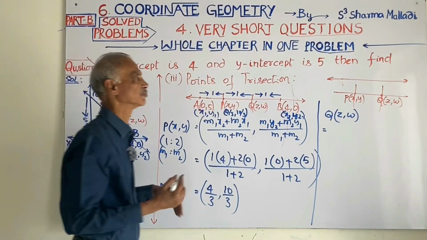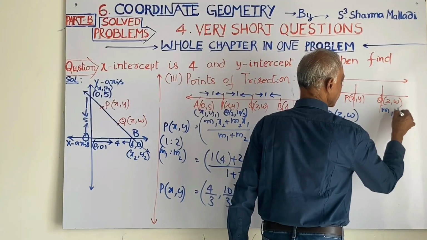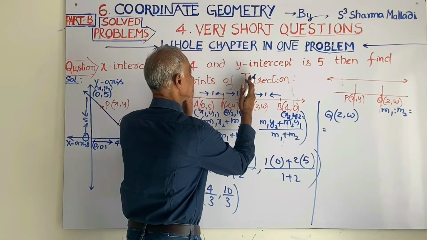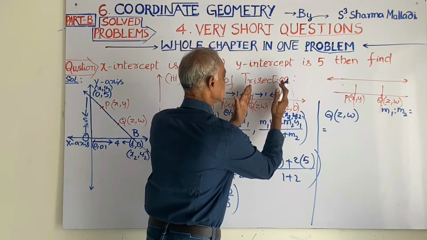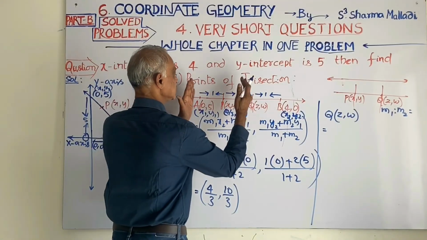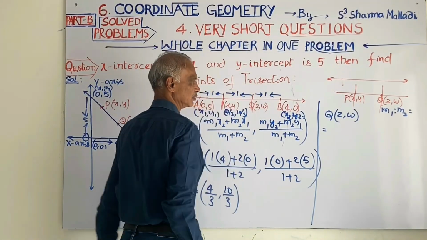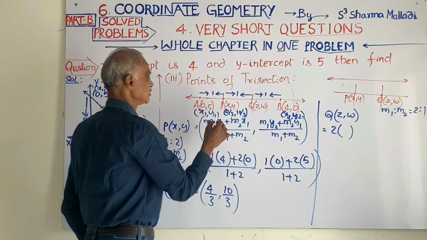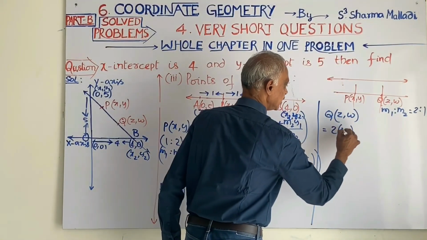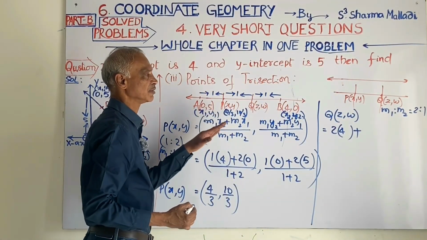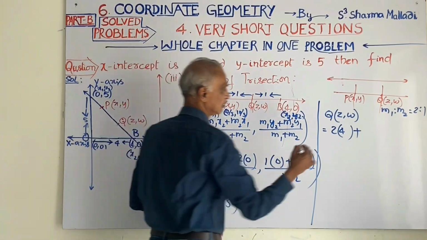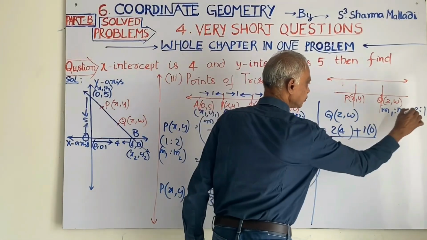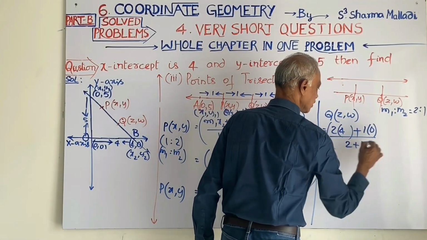Now m1, m2. See, if you take this point Q, m1 will be 2 and m2 will be 1. It is dividing the line segment in 2:1 ratio. I have to take 2:1. 2 into x2, x2 will be 4, plus m2, which will be 1, into x1, 1 into 0, by m1 plus m2. You can write 1 plus 2 or 2 plus 1.